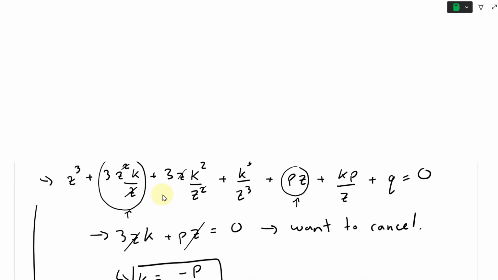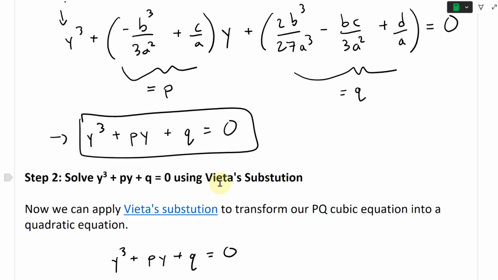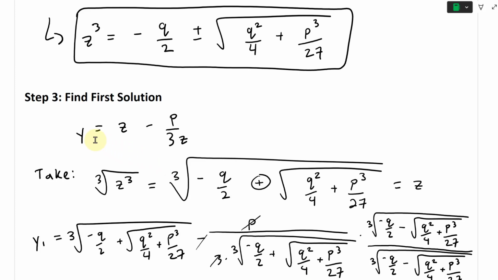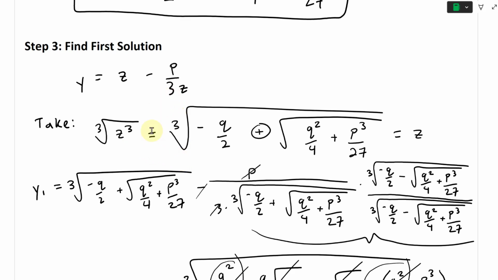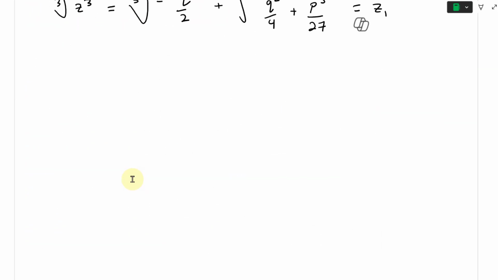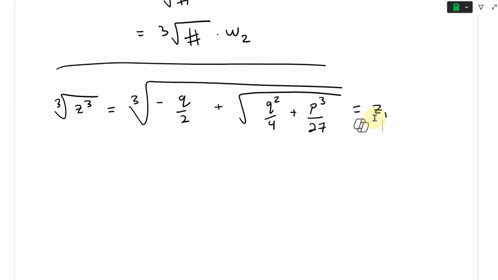What was that called again? Vieta solution. Anyways, y equals z minus p divided by 3z. And we put in Z1, this one right here, inside there. So now we're going to have to find Z2 and Z3 and so on. Yeah, so this is the first, Z1. So what I'll do now is call Z2 equal to just this principal solution times W1.